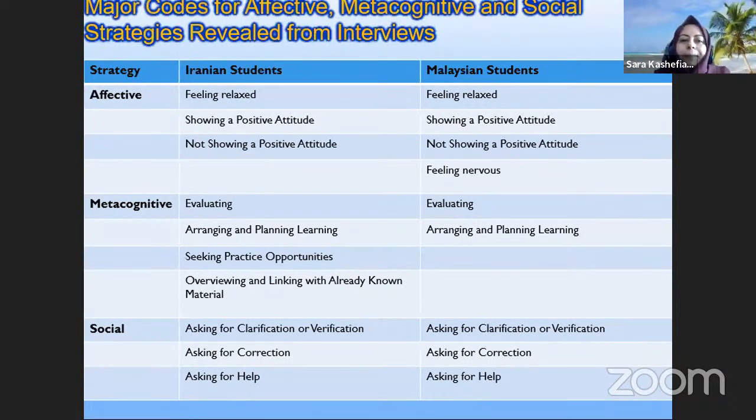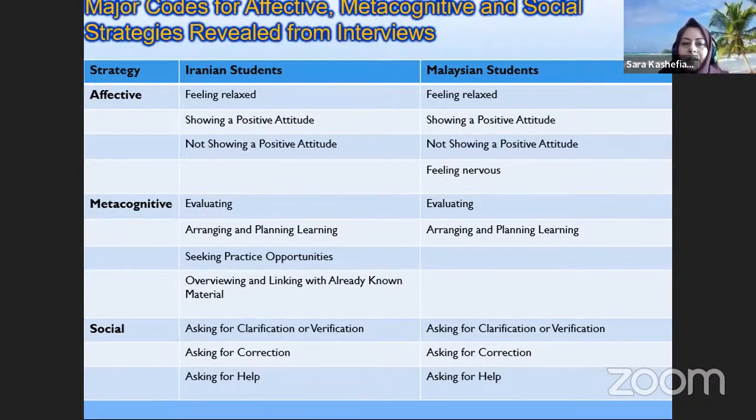As for affective strategies, the main codes which were found for Iranian students were feeling relaxed, showing a positive attitude or not showing a positive one, and that was also the case. However, one more code was found for Malaysian students, and that was feeling nervous.